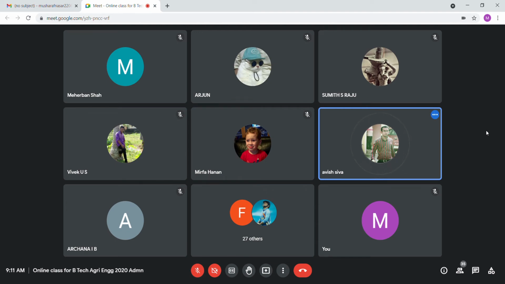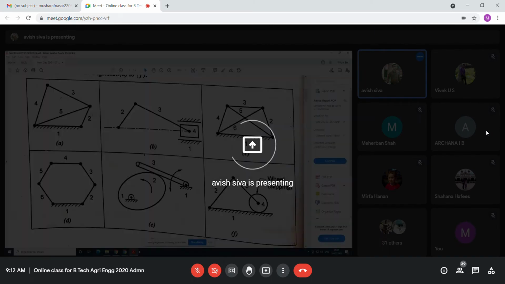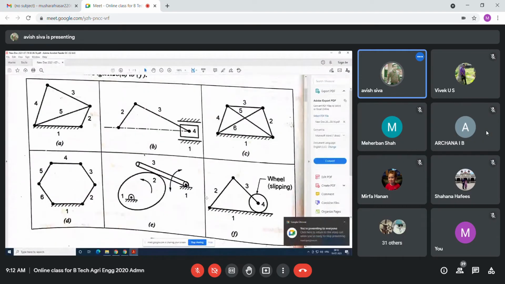Example 1.6. Okay, go through that. Example 1.6, problem number A. Go through it. This is your question. Example 1.6, problem number A. Anyone got the answer?